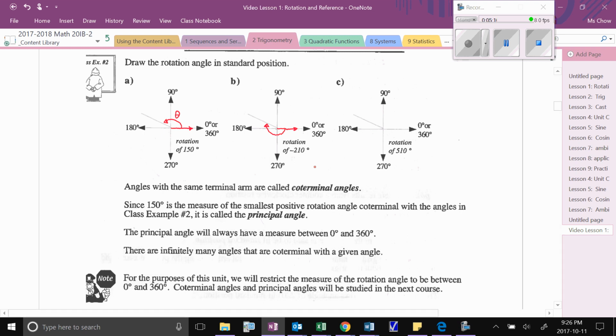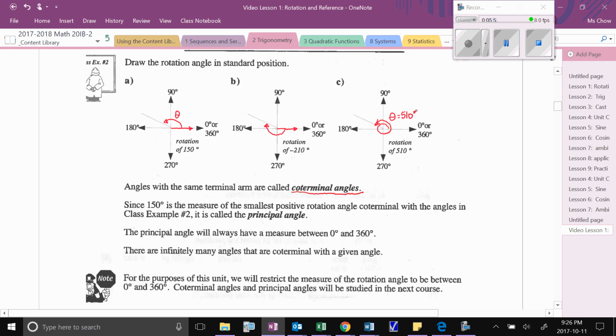Hopefully, you're also recognizing that in both cases, our terminal arm is in exactly the same spot. And so we call those coterminal angles. They are angles that have the same terminal arm. How else can we achieve that? When we go over 360 degrees. So if we're talking about 510 degrees, what's happening right here? Well, we go around 360 degrees, and then we cover an additional 150 degrees. So that gives us our theta is equal to 510 degrees.